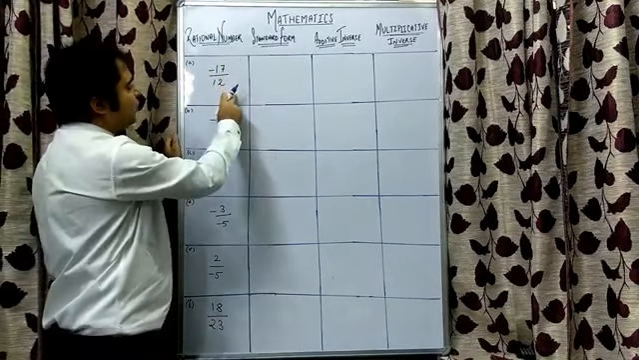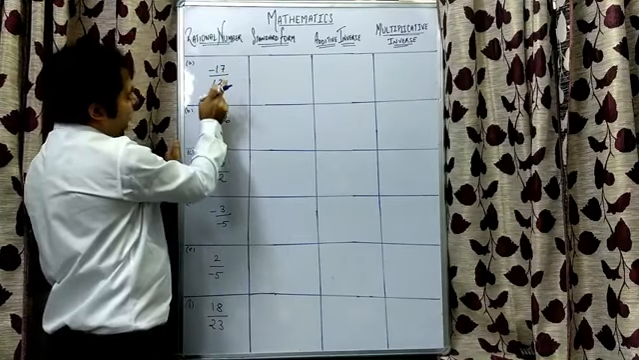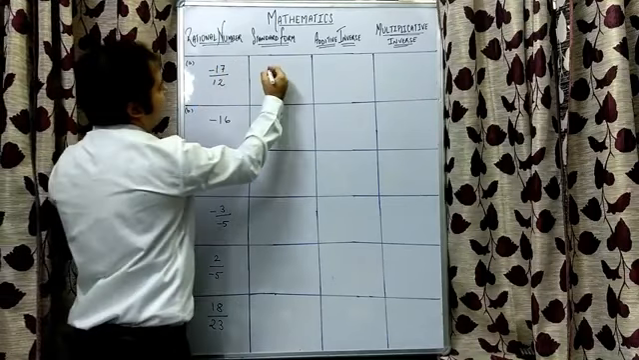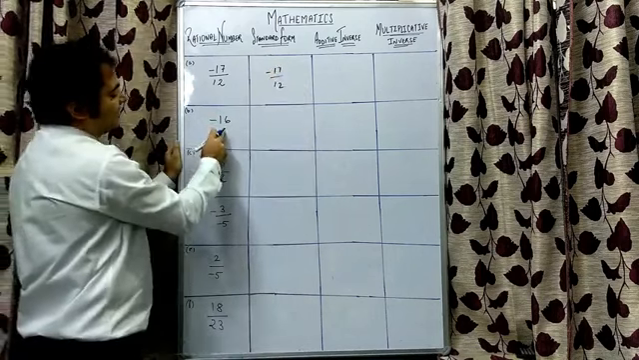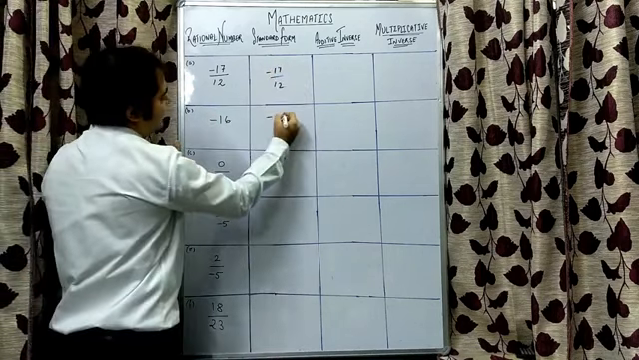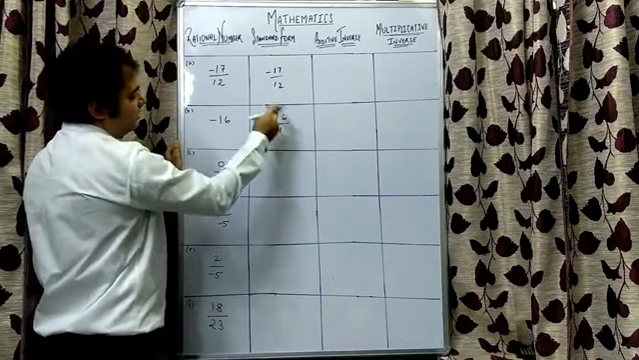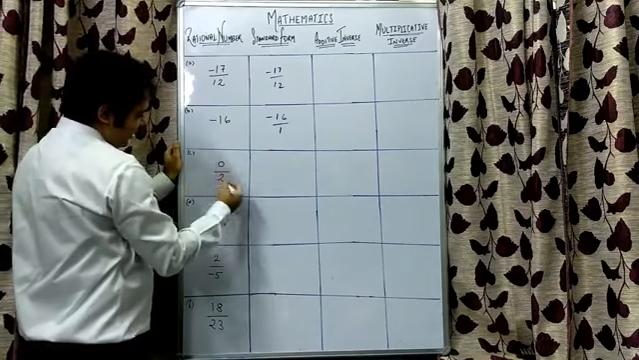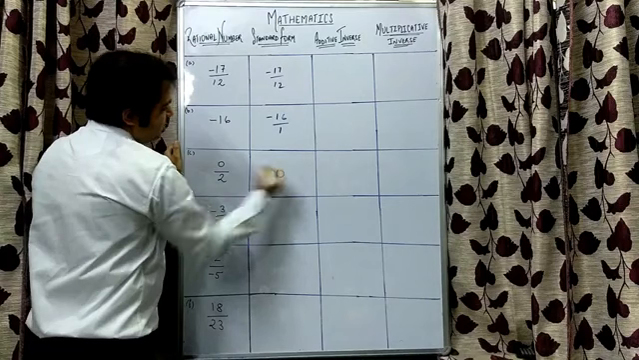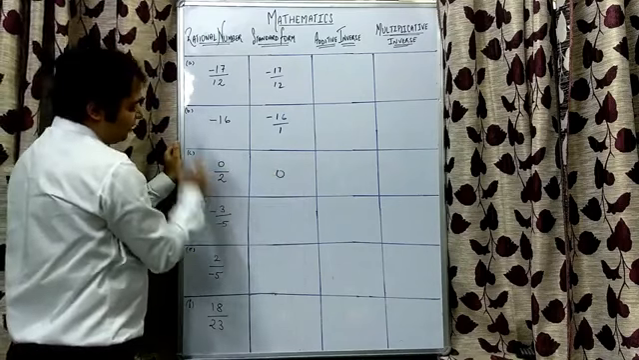Between 17 and 12 there is no common divisor and the denominator is also not negative. So it will remain minus 17 by 12, right? Minus 16 will be written as minus 16 by 1. Denominator is positive and there is no common divisor apart from 1. 0 by 2, right? Standard form we will write it as 0 because there should be no common divisor and denominator should not be negative.